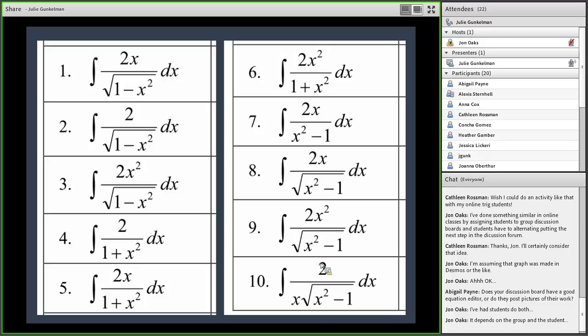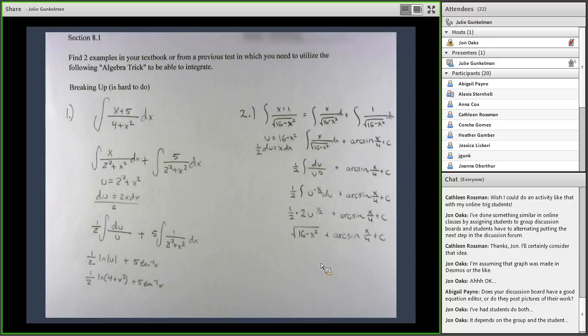Another thing that I do in Calc 2 with all of these integration techniques is I have them write their own examples. This chapter in our book begins with, hey, remember that you know how to do all this integration in the first section, and then they start to get into integration by parts, partial fractions, etc., those different techniques. And so I have them come up with their own problems.